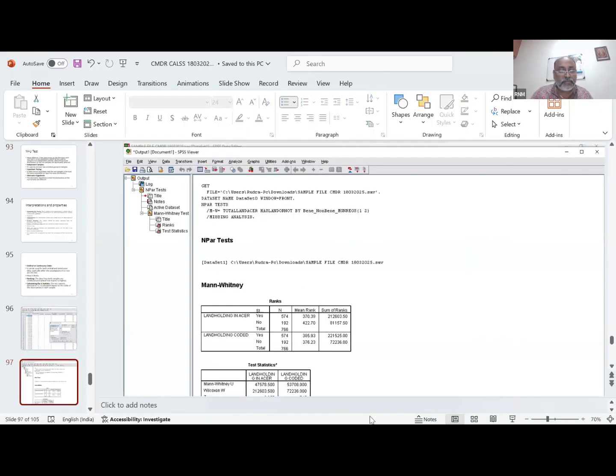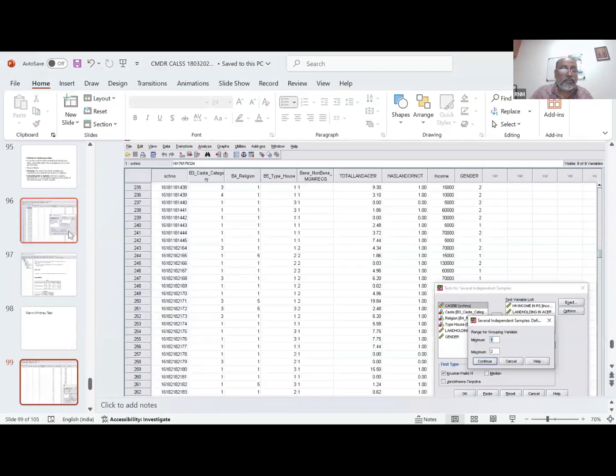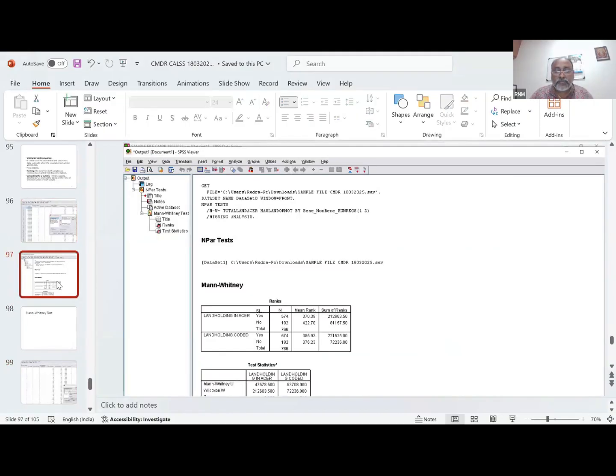Can you see the 97 slide? Excuse me, 97. Yes. So Mann-Whitney results have been given. You see, this is also the mean of ranks and sum of ranks, like our first test. Okay, so the output we'll see now.